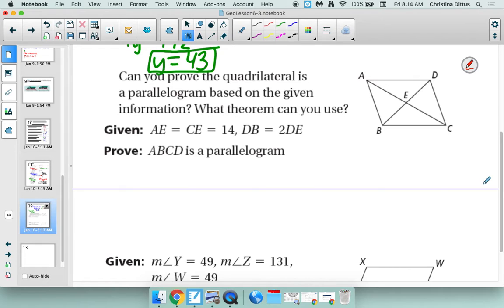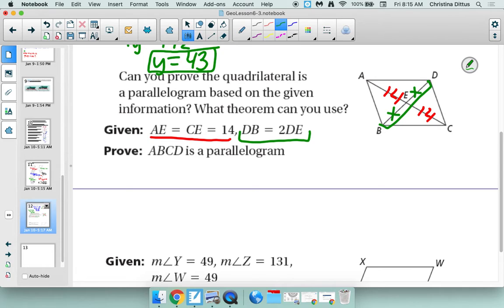Alright, it tells me AE equals CE equals 14. That just means that AE is 14 and CE is 14. And then it also says that DB is 2 times DE. So DB, this whole line, is twice what DE is. So if this is x, that's a midpoint, this is x, which means the total is 2x, right? So that means that these are equal, right?